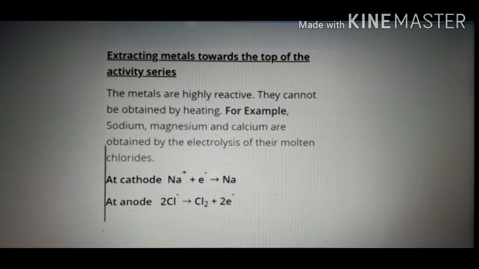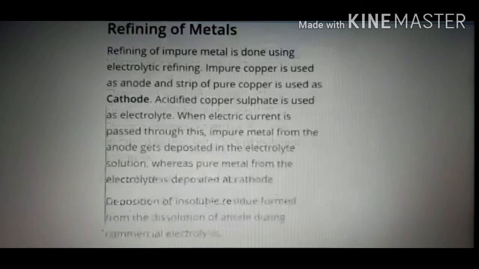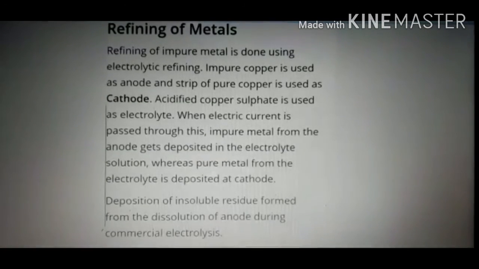This is the electrolysis process. These metals are extracted at the cathode, and at the anode, chlorine is released. Now we can explain the electrolytic refining process. Refining of impure metals is done by using electrolytic refining.